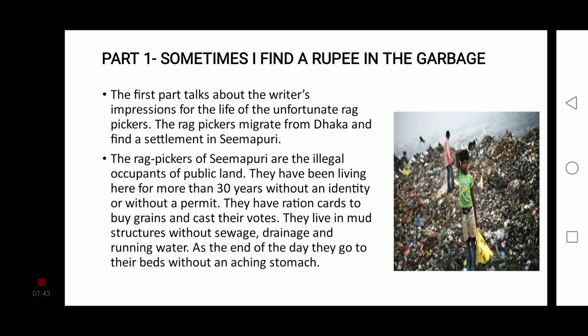The rag pickers of Seemapuri are the illegal occupants of public land, right? They are illegally settled over there. They have been living here for more than 30 years, without an identity, nobody knows them, without a permit. They have not got any permission from the government to live over there, but they are living there for more than 30 years. And one thing, they have ration cards to buy grains. This is one of the facilities given by the government: because of ration cards they are able to get grains at low price and cast their votes. And of course, one important thing, due to having a ration card, they are able to vote.